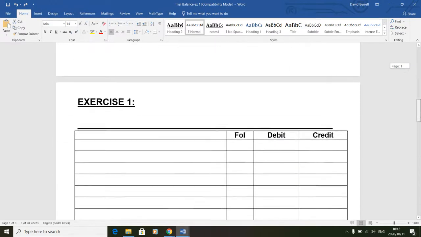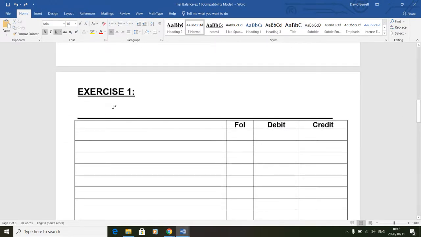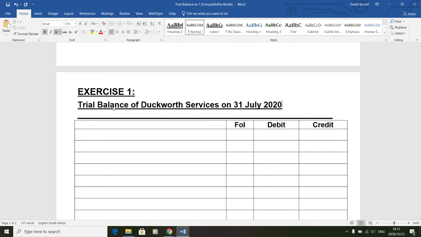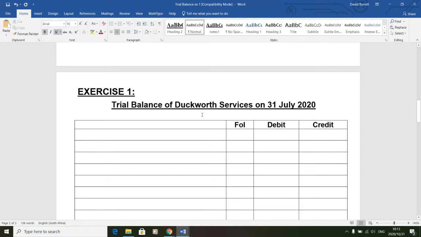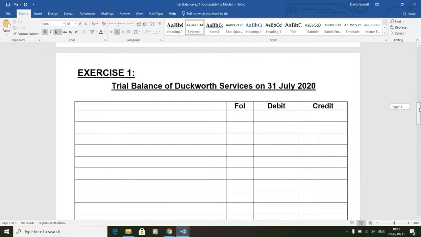That's usually pretty easy. So the heading is going to be trial balance of the name of the business. And then the word is on. You always have on, and you have the end of the month date, 31 July 2020. So that's all we need to have there. Don't actually need that other line here. Okay, just delete that. So there's the heading. Normally that's the absolute easiest part to do.